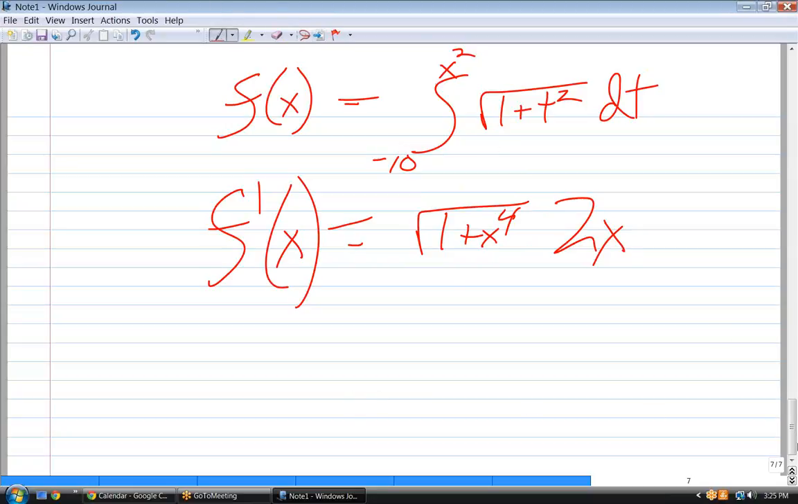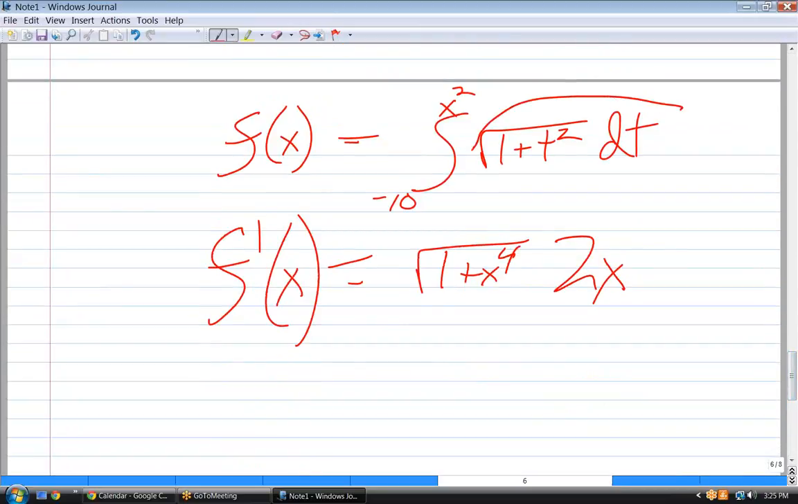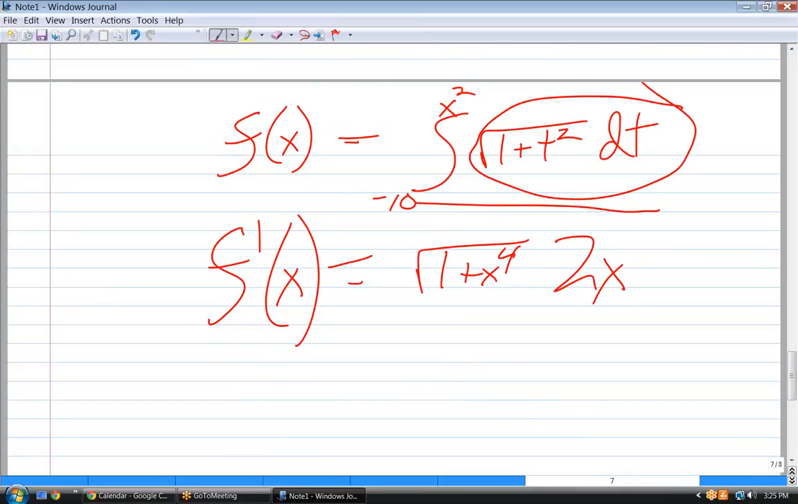Okay. And that variable, it doesn't matter. This is a dummy variable here. That could be t dt, that could be r dr, it does not matter. No matter what variable is there, this is true.